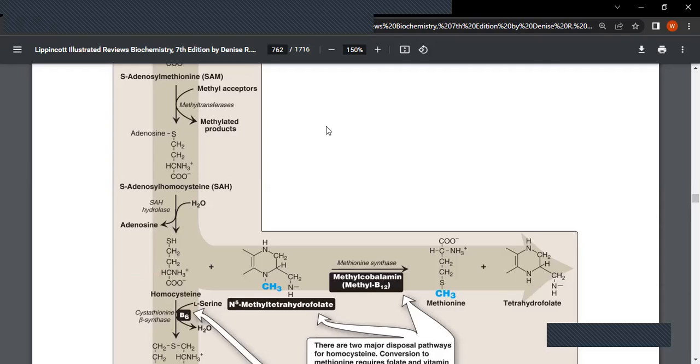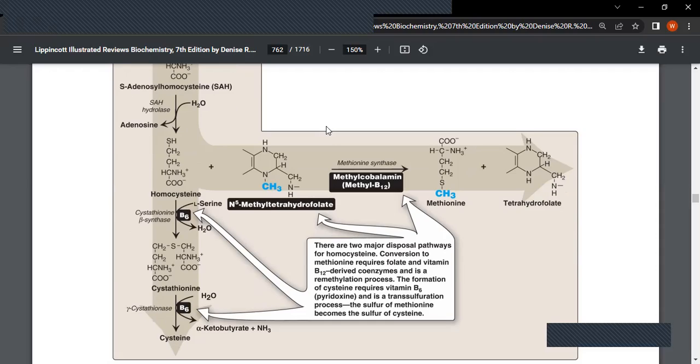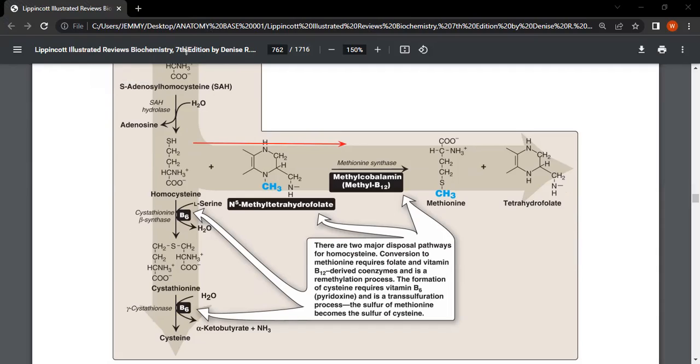It will depend on the state of your body. If you have deficiency of methionine, we will take this pathway. If you have adequate methionine, so there is no need to form any other methionine, you will take this pathway. So this is methionine deficiency. You don't have methionine in your body. This there is adequate. So let's start with this one for the formation of methionine.